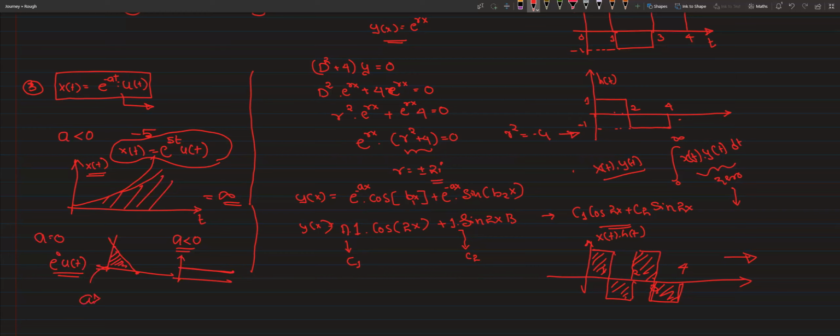And if a is greater than 0, then your curve will become decreasing, right? If I consider a equal to 5, it will become e power minus 5t. That is a negative exponent, so the area exists. So the Fourier transform doesn't exist if a is less than 0, because it goes to infinity. Hope you got the idea.